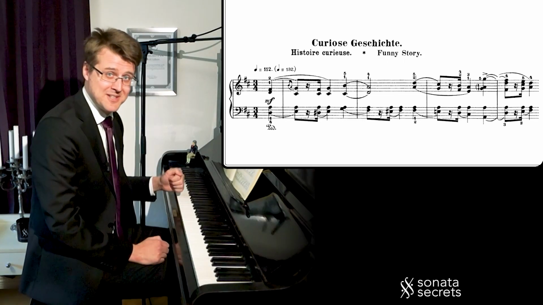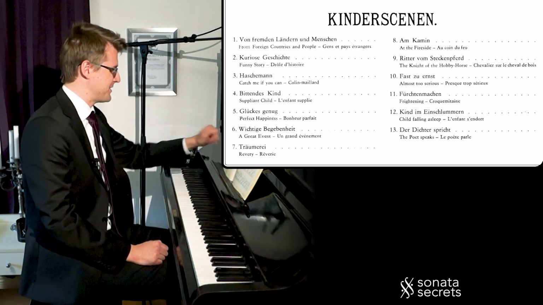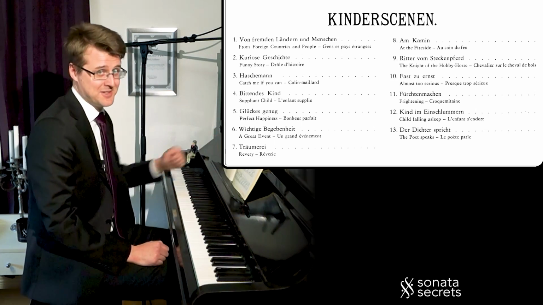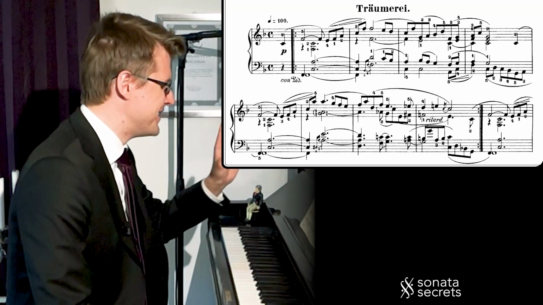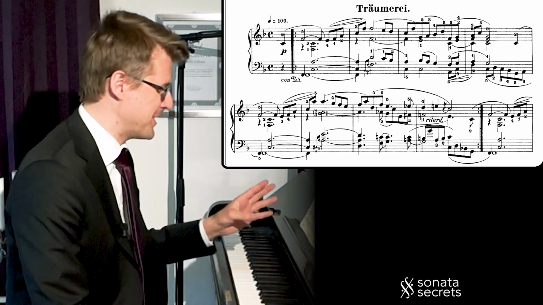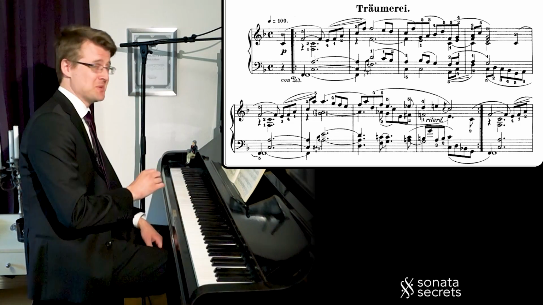I'm not going to get into this, but you also have it in number 6, A Great Event, number 9, The Night of the Hobby Horse, and number 11, Frightening. And now we get to number 7, Träumerei. This is like the heart of the piece in the middle. We remember this interval of the rising 6 and we see what happens to it.